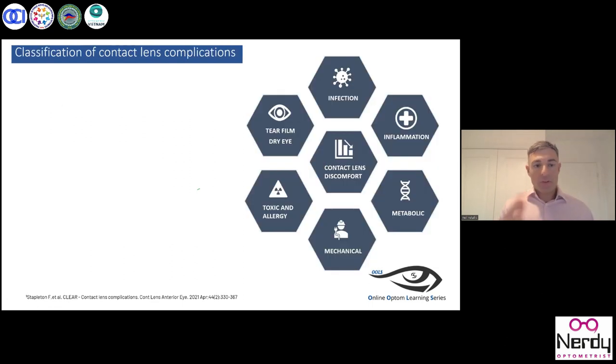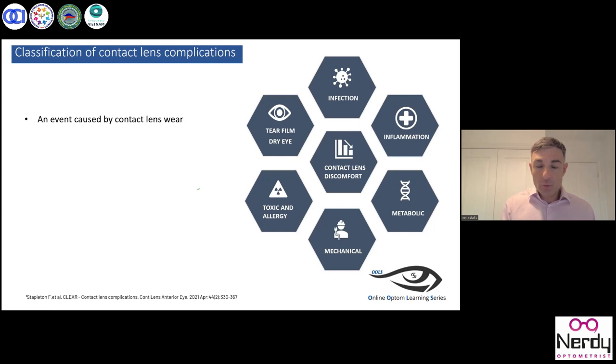And if you did want to look at the differences, there is a new classification of contact lens complications, which was in the paper by Fiona Stapleton. And really what she's done here to make it more useful for us in practice is she's put the complications under these different buckets. So that's looking at it more from how they impact the eye rather than their actual etiology.